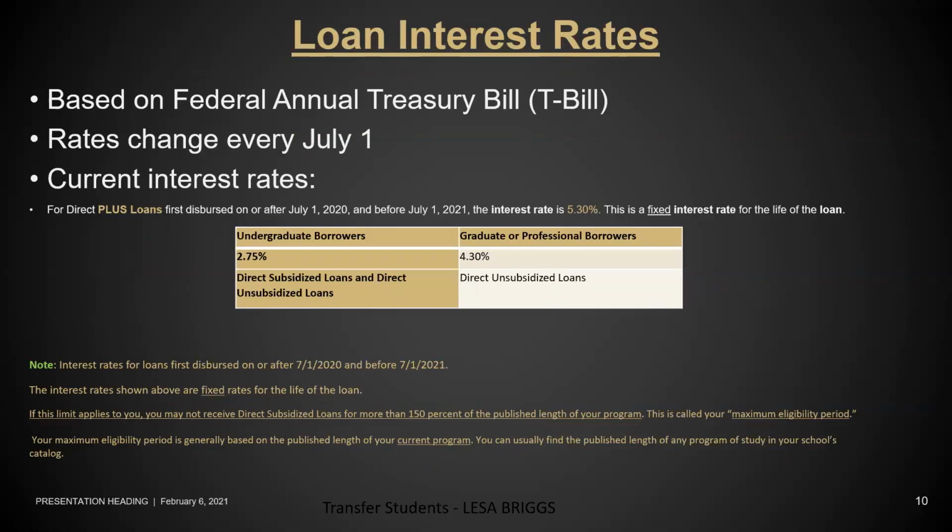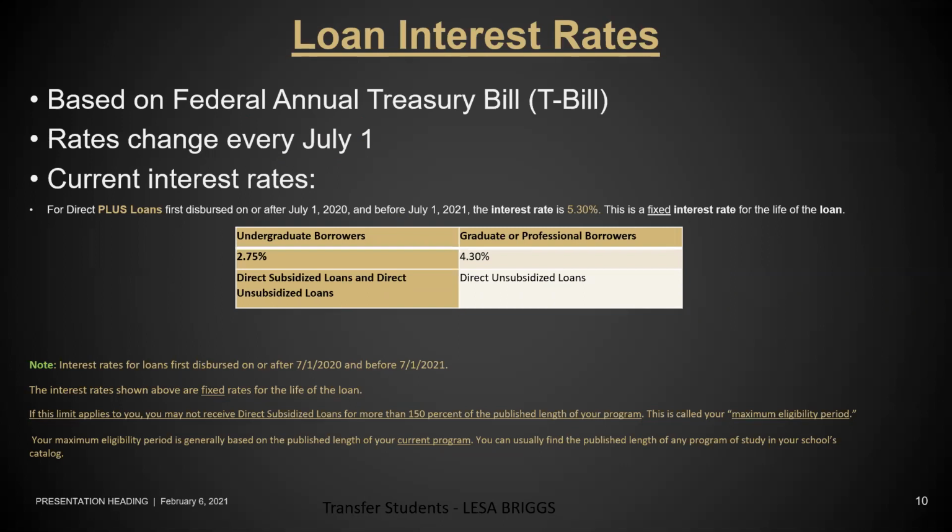So as it relates to interest rates, the interest rate for federal student loans changes every year. Every July 1st, based on the Treasury bill or the T-bill, the interest rates for federal student loans are determined. So we usually find out about it in June or so. Currently, for the direct student loan for undergraduate students, the interest rate is 2.75%. Right now, no interest is accruing because of COVID-19, so everyone's interest rate is basically zero.